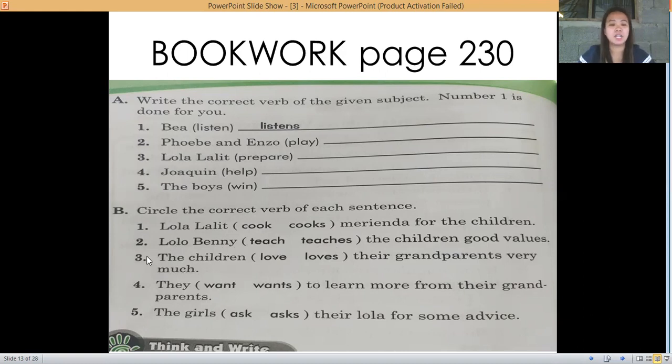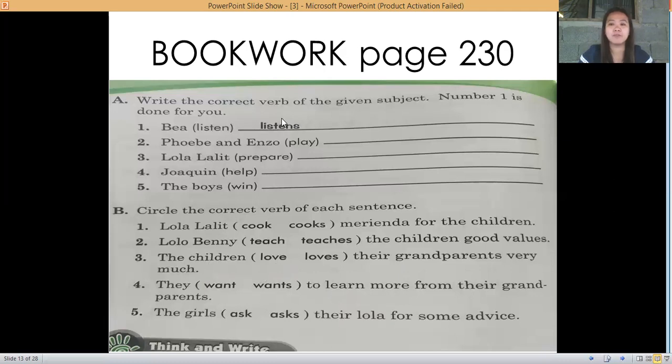Number 3, the children love their grandparents very much. So children is what? Singular or plural? It's plural. So what is the correct verb? Is it love or loves?